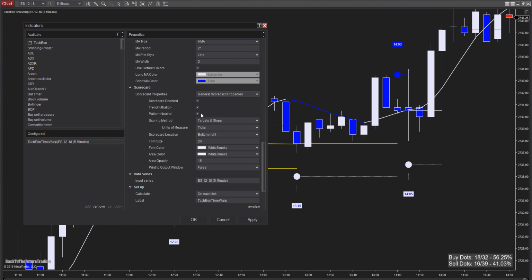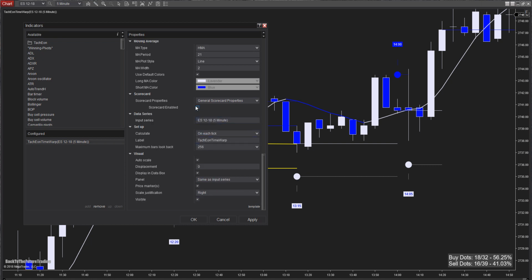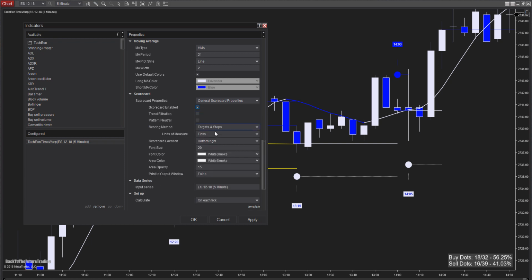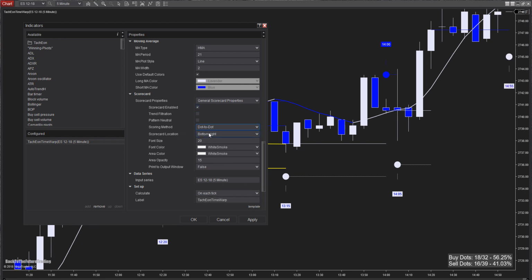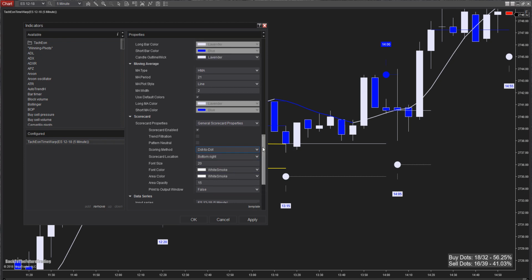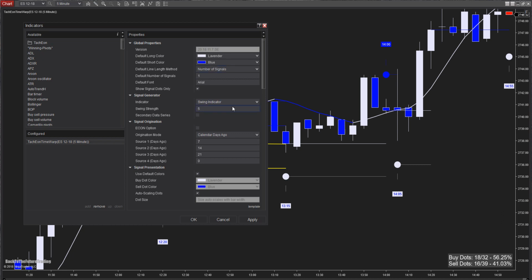So that's our scorecard. When you first get your scorecard, you're going to find that everything's turned off. If you want to turn it on, the first thing you will need to do is come down to the scorecard enabled section and turn your scorecard on. Once your scorecard is turned on, then you can choose where you want to see the outputs, how big you want to see the outputs, and now you can start scoring the chart that you are looking at.